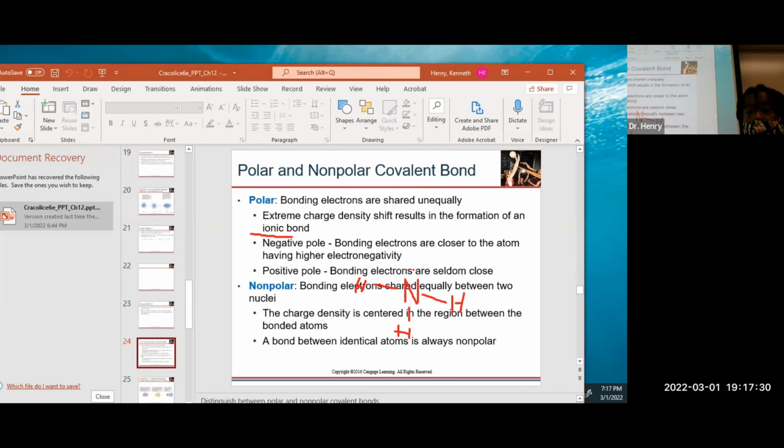We talked about polar and nonpolar. You guys are confident on that? You feeling good about it? So polar is that going to be even sharing or uneven sharing? Uneven sharing. Nonpolar, even sharing.